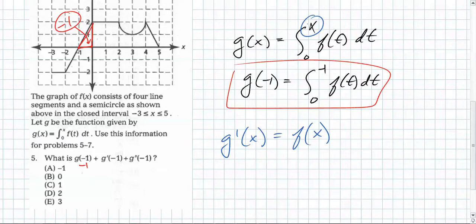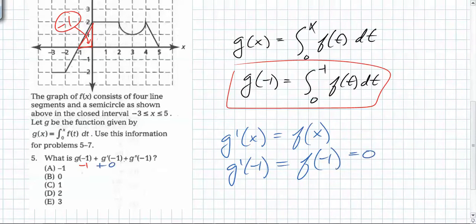So there's an invisible 1 there. You always use the chain rule. It's just usually not visible. Okay, so you're doing literally g. So g prime of -1 is f of -1. What is f of -1? 0. So this is plus 0.